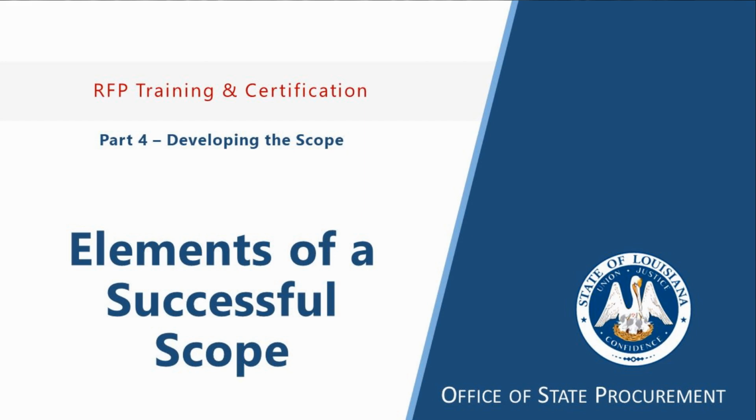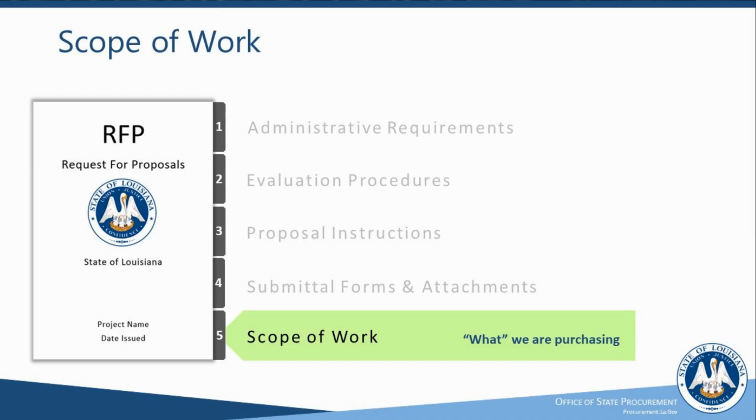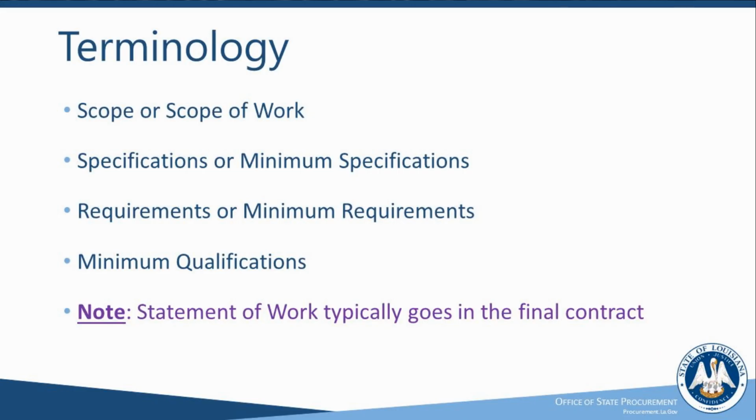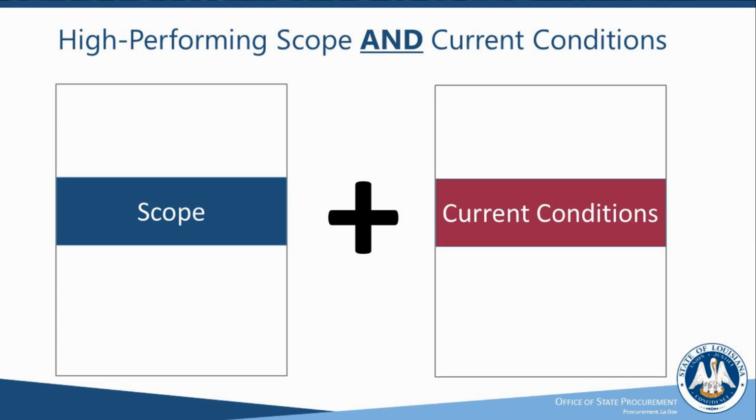Welcome to Elements of a Successful Scope. Although there are a wide range of different terms that can be used, the scope is what we are hiring the proposer to do. We want a good description of this to ensure that we have a solid competition amongst the competing proposers. Another reminder is that the scope goes in combination with a description of our current conditions or our current state environment.